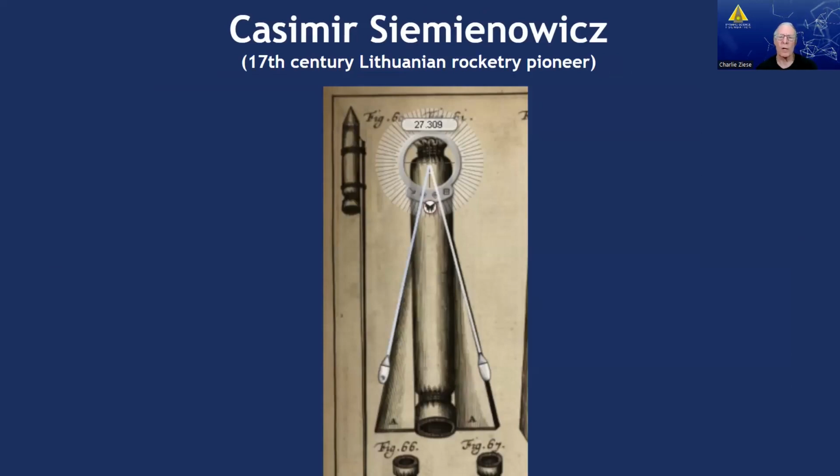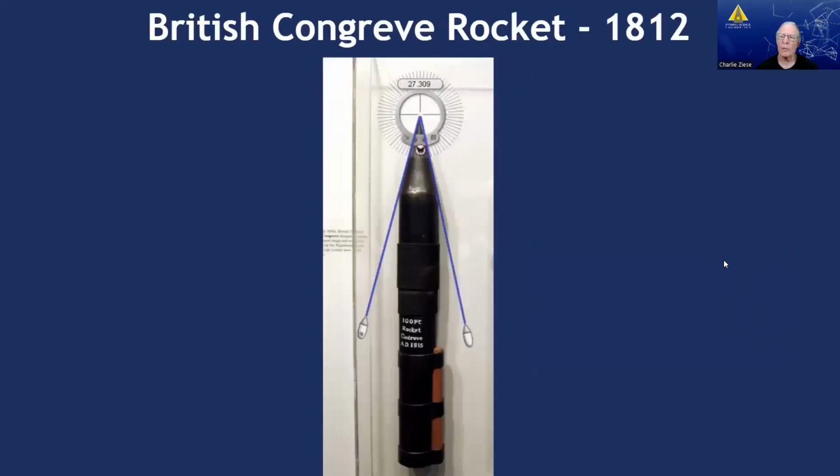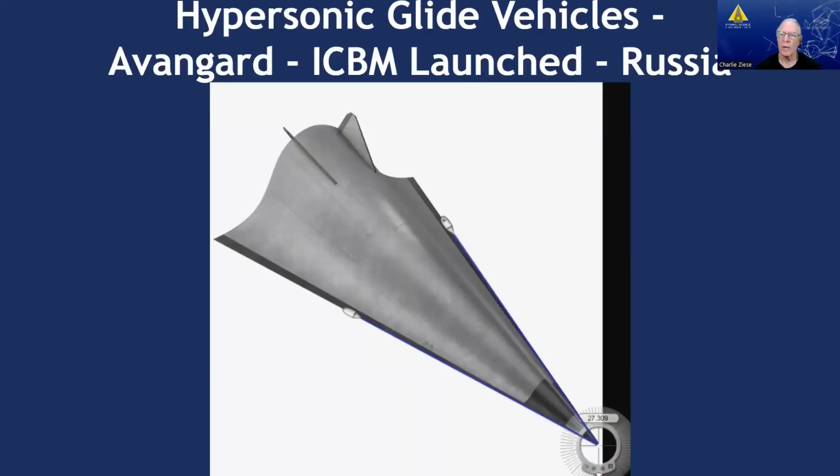17th century Lithuanian rocketry pioneer called Kazimierz Siemienowicz. This was a rocket diagram that he had. He was using this geometric angle for his rocket designs. And here's a rocket that was actually used and developed by the British. It was called the Congreve rocket, and it was used against the US in the War of 1812. So again, all of this sophisticated knowledge of aerodynamics is showing up in these ancient rocketry designs that we have had to essentially redevelop and reconfigure in more recent times.